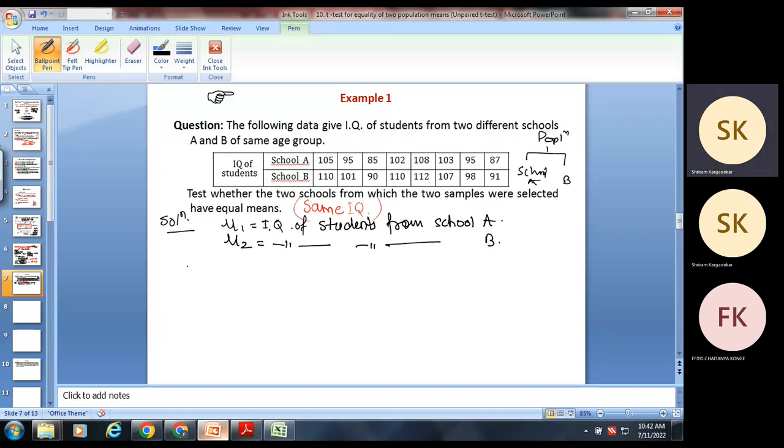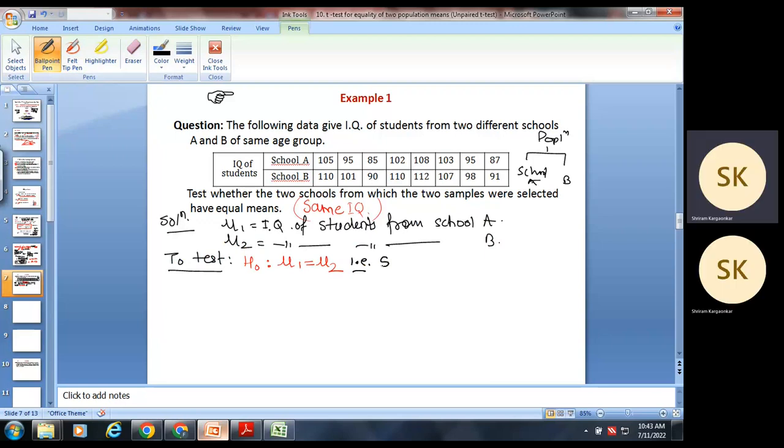Now, what do you have to test here? What is the H naught? H naught will always say that both are equal. So mu 1 is equal to mu 2. What does it say? The IQ of students from both schools is equal, the same IQ of students of both schools.